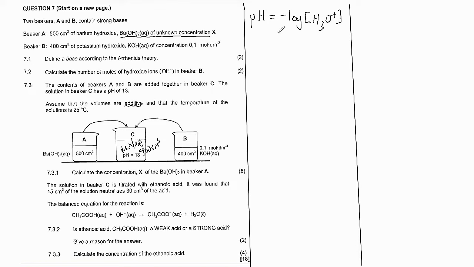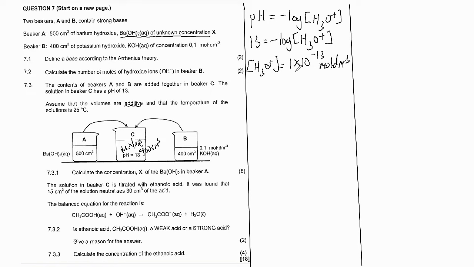We have pH equals negative log of the concentration of hydronium ions. This will give us the pH. We are given that it's 13, which makes sense because they just combined two strong bases, so we expect our pH to be that great. Now to apply our log rule, we end up with a concentration of hydronium ions of 1 × 10⁻¹³ mol/dm³. You can just leave it as 10⁻¹³.